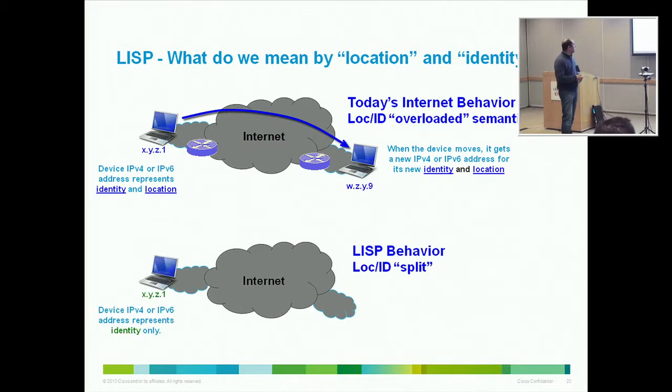So what we want to do here is to separate these two from each other. We don't want one IP address to represent your location and your identity. Because every time I move, my identity has to be re-established. So if I have a TCP session that's running between me and some other client, this TCP session will go down and I have to rebuild another one.